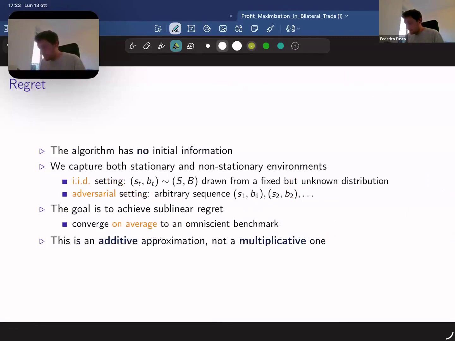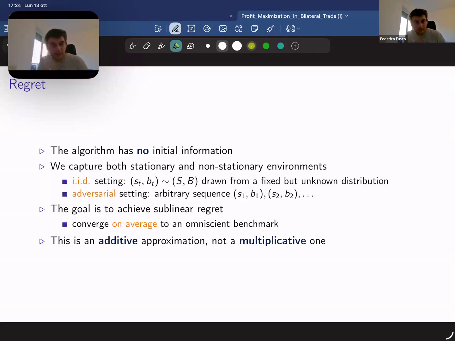Also, and this is what I already said, in particular, if you come from approximation algorithms, it is important to note that what we are getting is not a multiplicative approximation. So we are not saying, okay, in the long run, we're getting a 2-approximation. What we are saying is that you give me any precision, I can get to that precision. So it is an additive error.